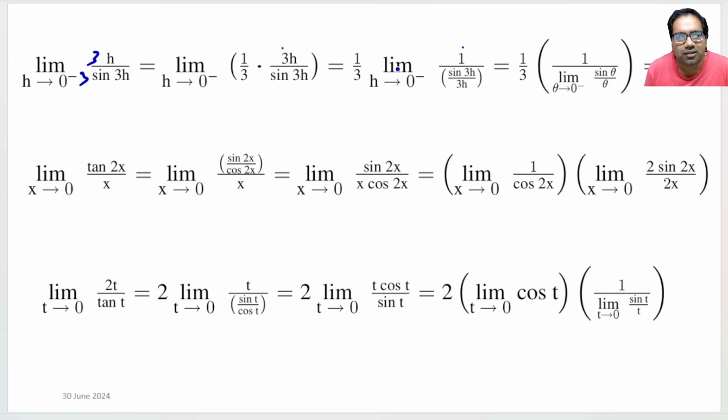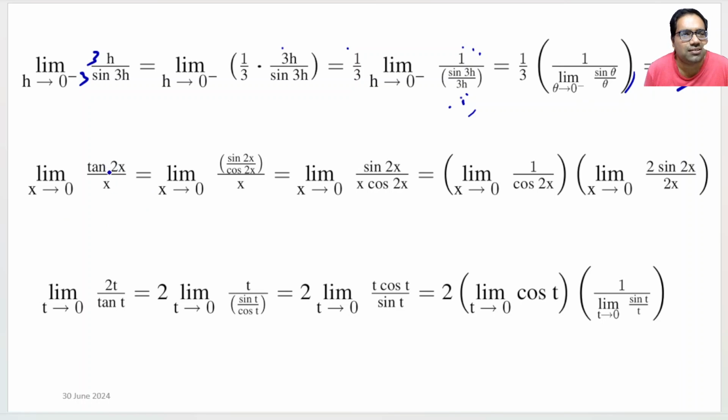Now, the limit of a by b is the limit of a by the limit of b. That we know, right? This is the product rule, quotient rule, sum rule, difference rule. The limit applies to both the functions. The limit of f of x by g of x is the limit of f of x by the limit of g of x, right? So now again 3h by 3h, and 3h is tending towards 0. So this is equal to 1. So 1 by 3 into 1, this is 1 by 3.